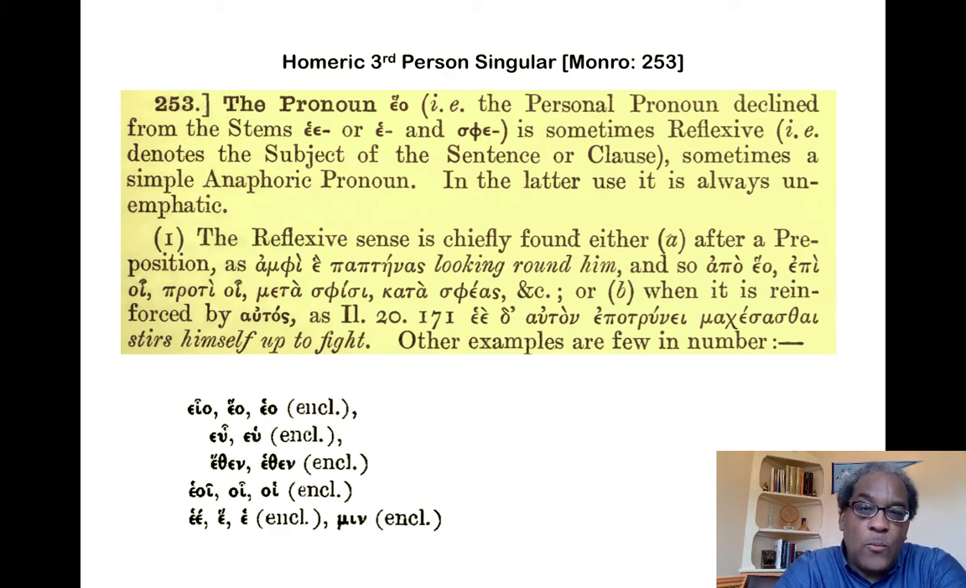Now, looking at 1, the reflexive sense is chiefly found either A, after a preposition, and we're going to look at these examples, so I'm not going to worry about them right now, or B, when it is reinforced by autos, and then some other examples. So again, these are our forms, the 7 different forms of the genitive: heoio, heo, hou, heten, eten. The 3 forms of the dative: hoi, hoi, hoi, and then the accusative forms: he, and min.